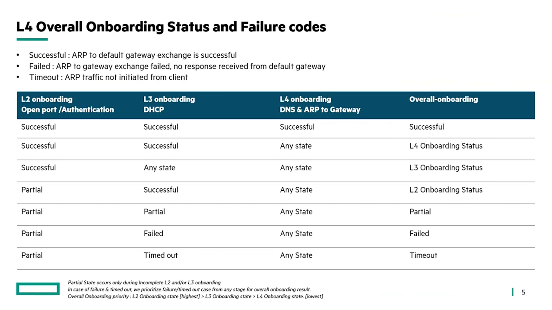And in case of failure and timed out, we prioritize the failure or timed out case from any stage for the overall onboarding result. For example, in this table from the bottom, the last two states, that is L2 partial and L3 failed, we prioritize the failed state. Same is the case for timed out as well. Partial and timed out in the next row, we prioritize timed out as per the description. So the overall onboarding priority is going to be L2 onboarding state followed by L3 and then L4.